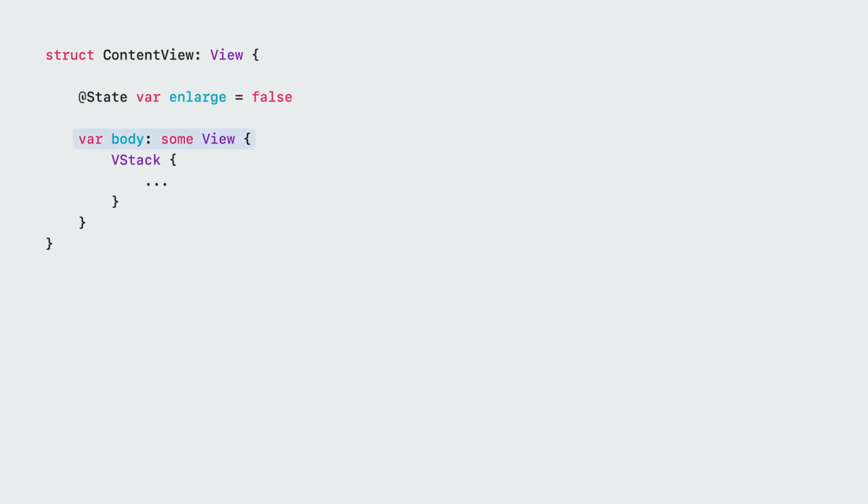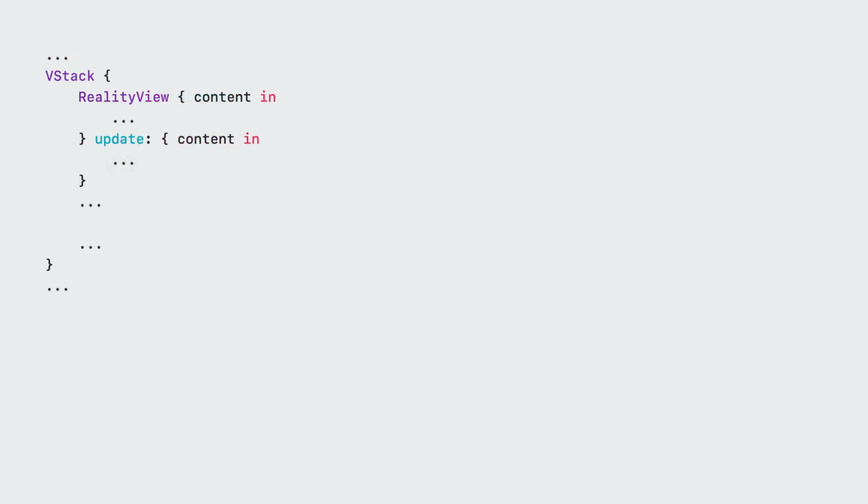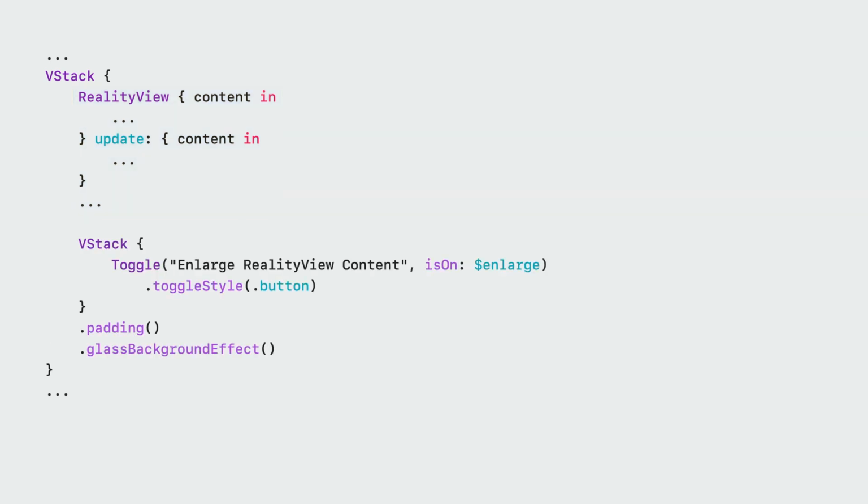As a SwiftUI view, our content is provided by the body property. The body consists of two views nested in a VStack. The VStack makes the nested views stack vertically. The first nested view is a RealityView. RealityView is new for this platform, and we'll come back to it in a moment. The second nested view is a standard SwiftUI toggle view embedded in another VStack. The toggle view toggles the value of the enlarge property. The VStack provides the glass background effect to ensure that buttons are legible and easy to interact with.